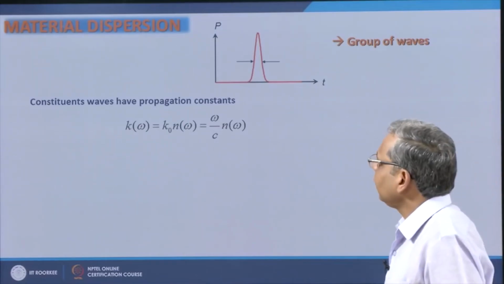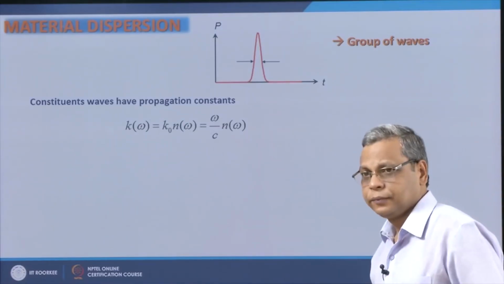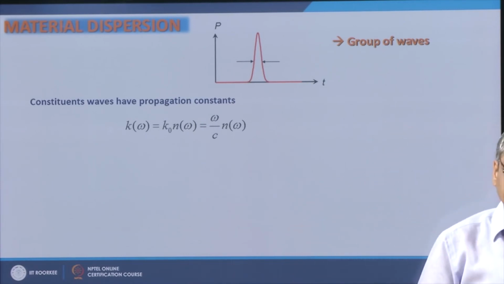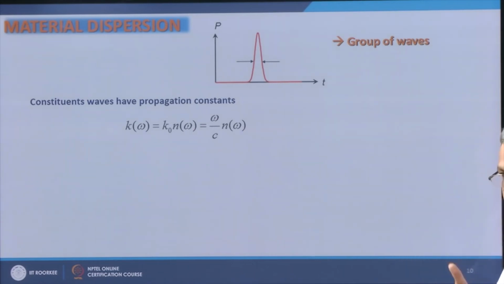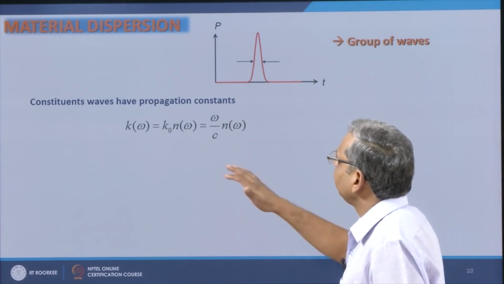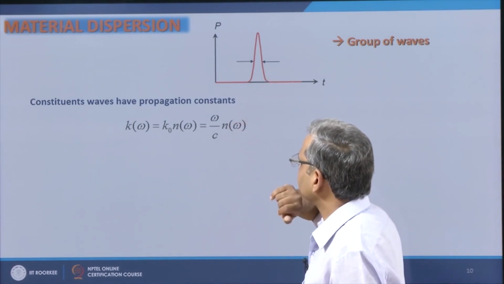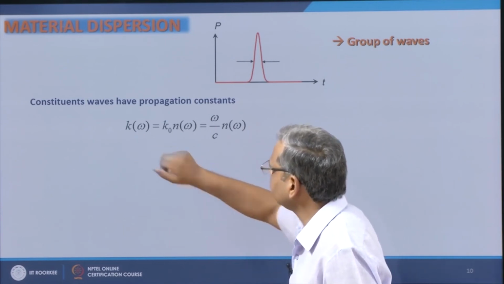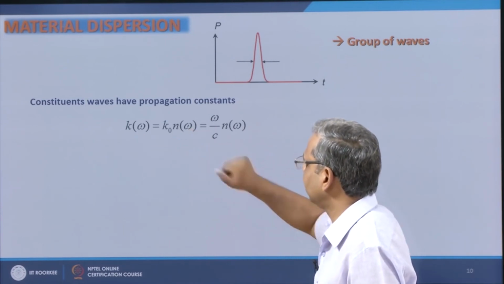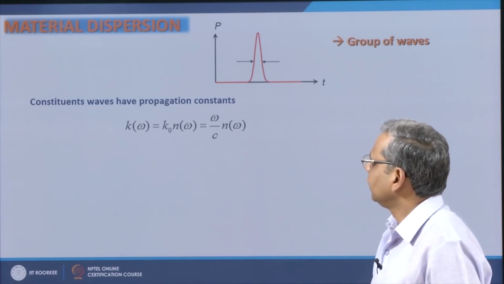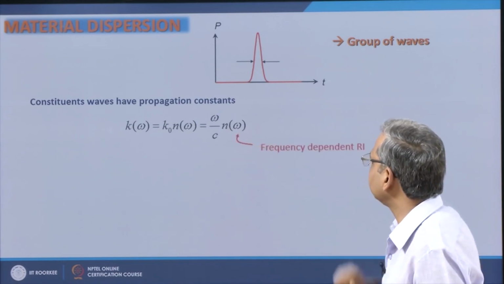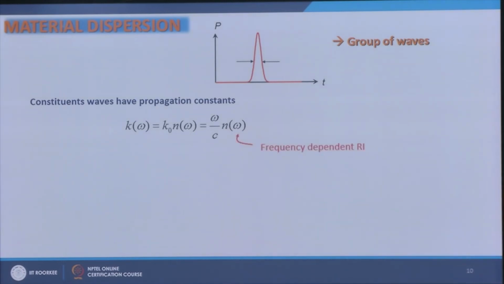And now I want to find out how the different frequency components travel in this material and what is the implication of that. I know the constituent waves of this wave packet or the pulse will have propagation constant given by k naught times n of omega, where k naught is omega by c and n of omega is the frequency dependent refractive index of the medium.